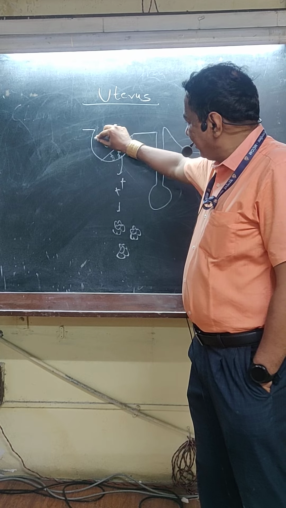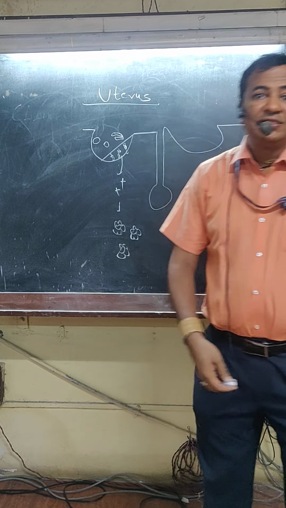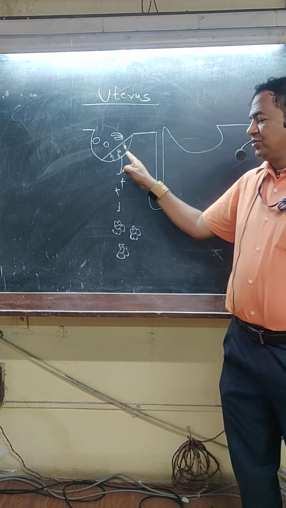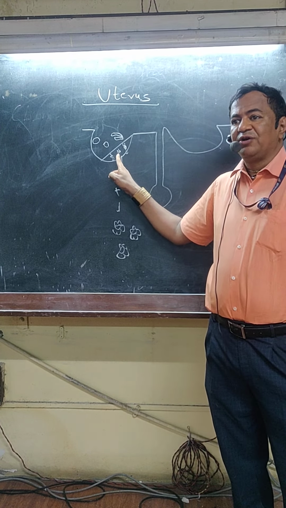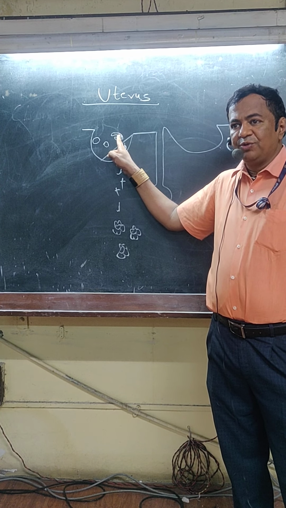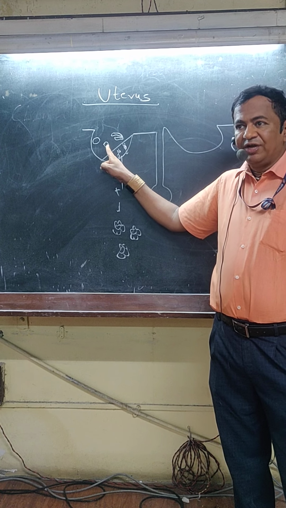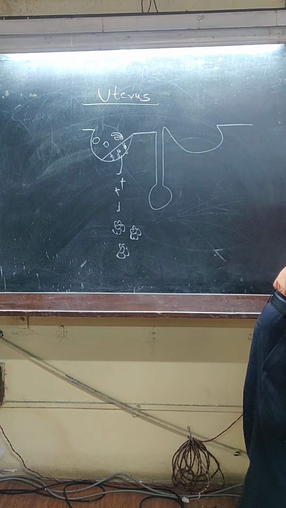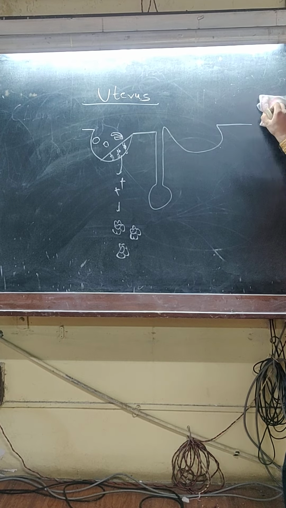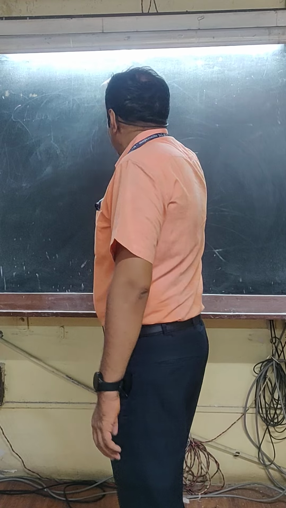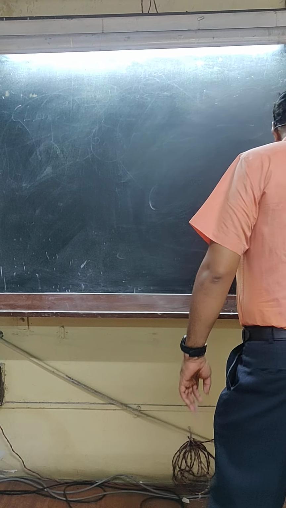Then there is the mesonephric duct, and then what is the fourth structure? Paramesonephric duct. So what are the four things in a nephrogenic cord? Genital ridge, nephric tubules, mesonephric duct, and paramesonephric duct. It is from the two paramesonephric ducts that the uterus develops.